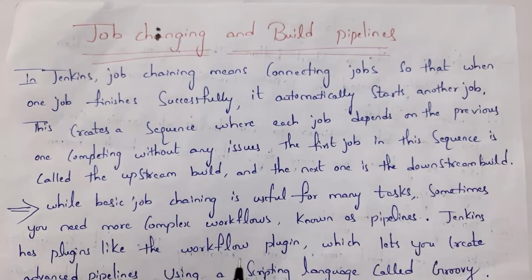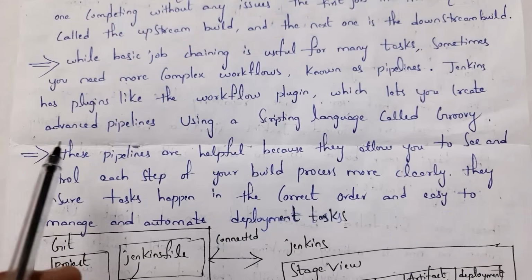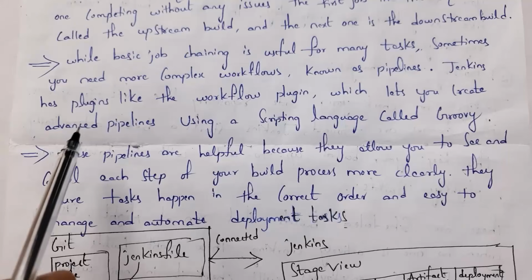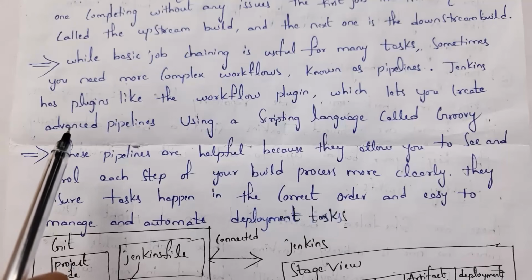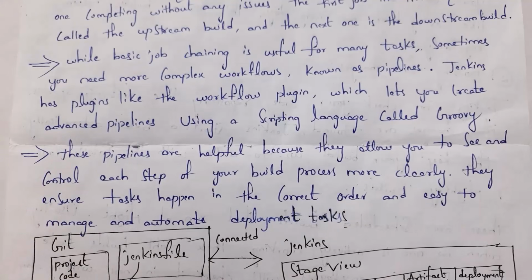In the Jenkins server, there is one plugin called workflow. By using this workflow plugin, we can create advanced pipelines. And we can create these pipelines by using a scripting language called Groovy. By using these pipelines, we can see each and every step clearly. And by seeing each and every step clearly, you can understand how the work is going on.